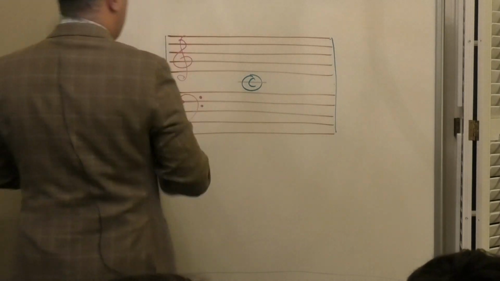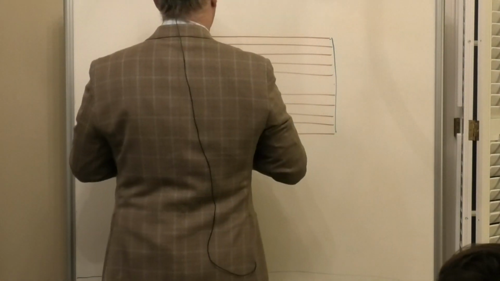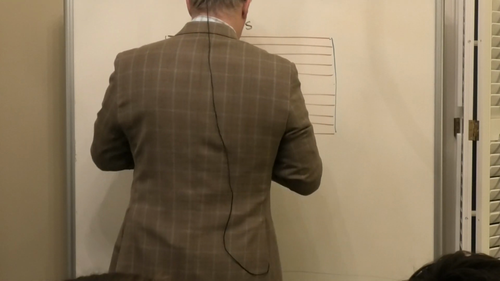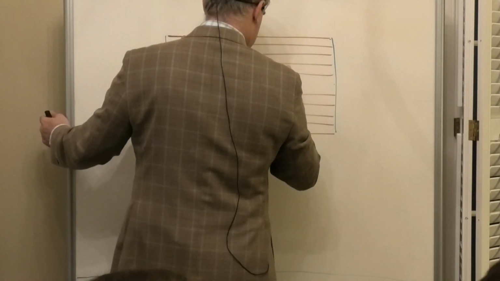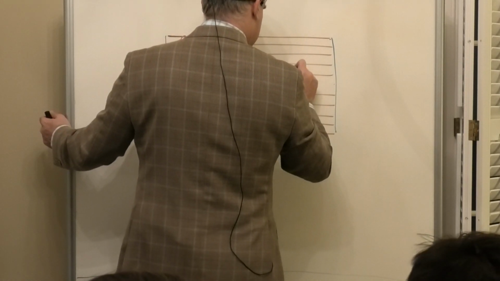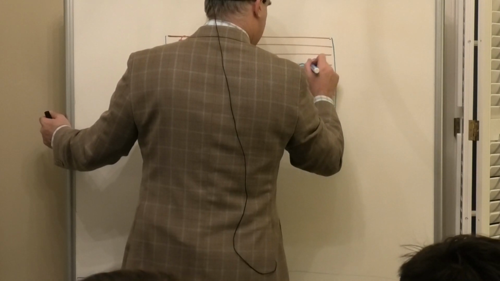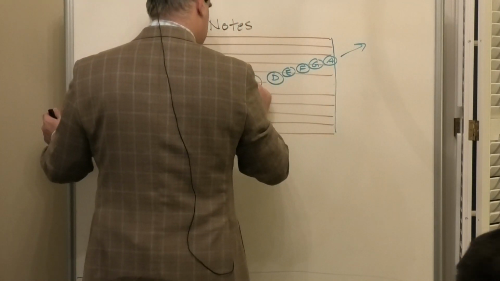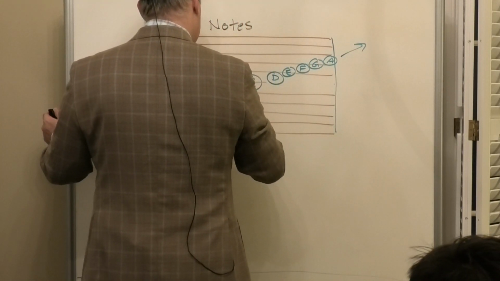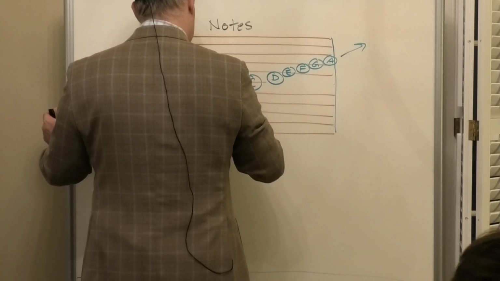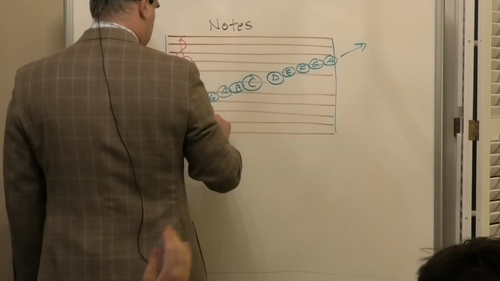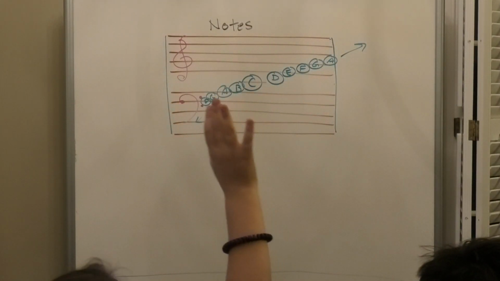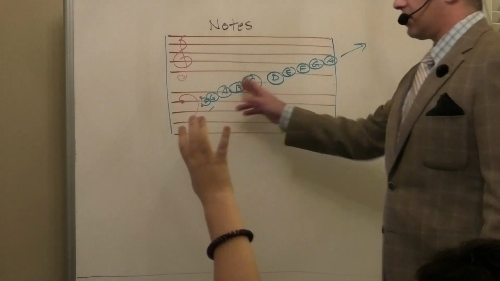And then we're going to go up. And these are notes. We're looking at notes now. Not intervals, not chords, notes. C, D, E, F, G, A, and so on. C, B, A, G, F, and so on. Okay? So that's how we get the notes. That's what that looks like. That's what that sounds like.